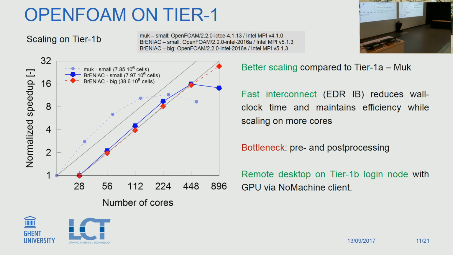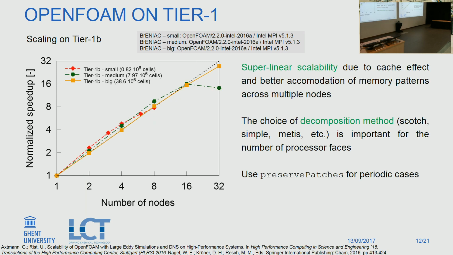The number of cores is different also in MUC and in Brainiac. So now I show the scaling in number of cores. Then you can see that the speed up even on a larger number of cores, up to 900 cores, for the biggest case, is acceptable. So we were very happy with these results. That's the same data but visualized.